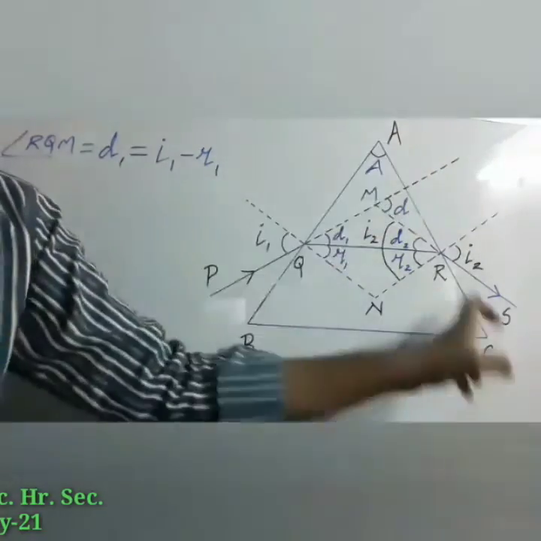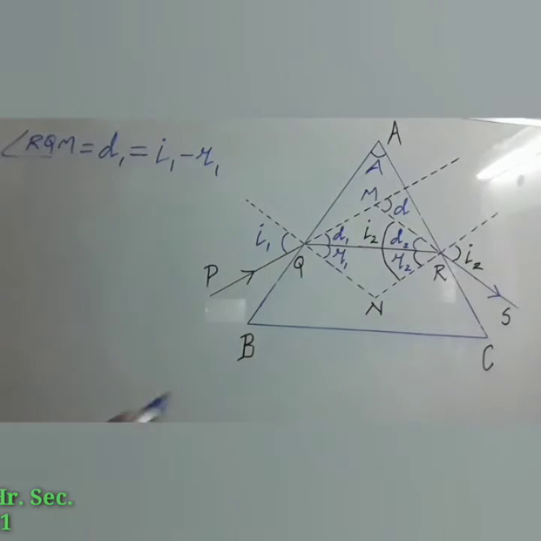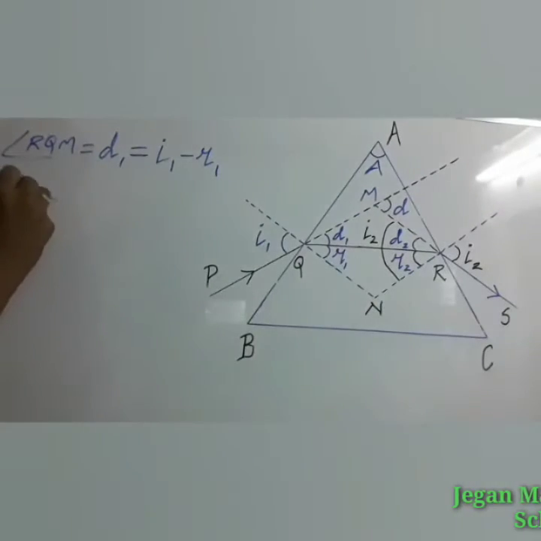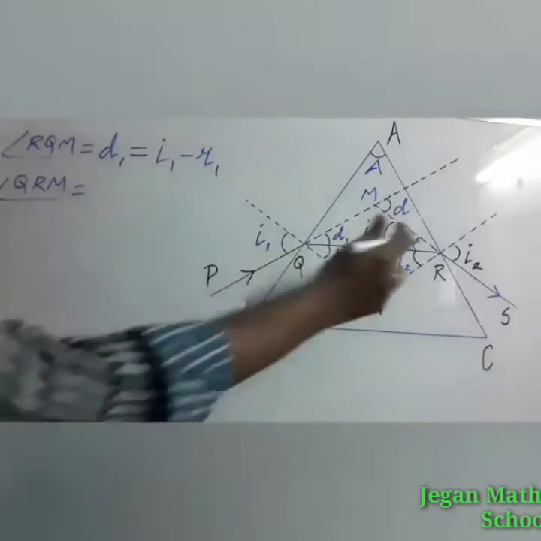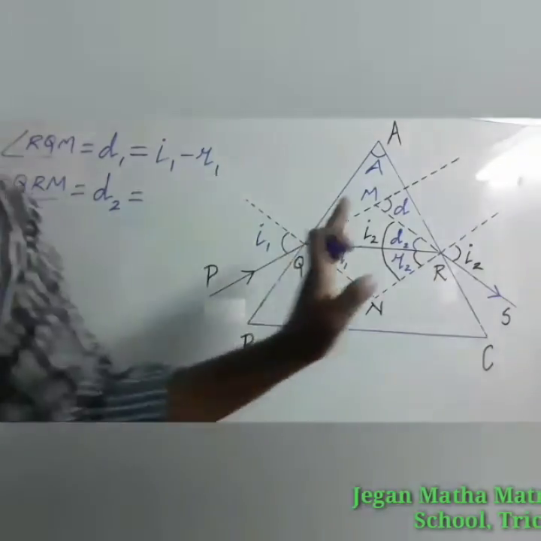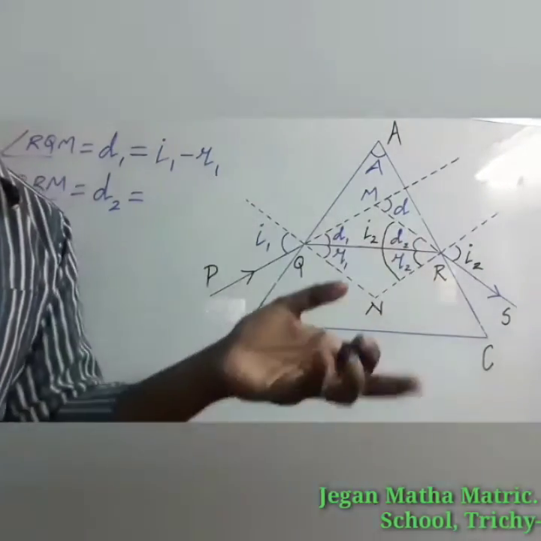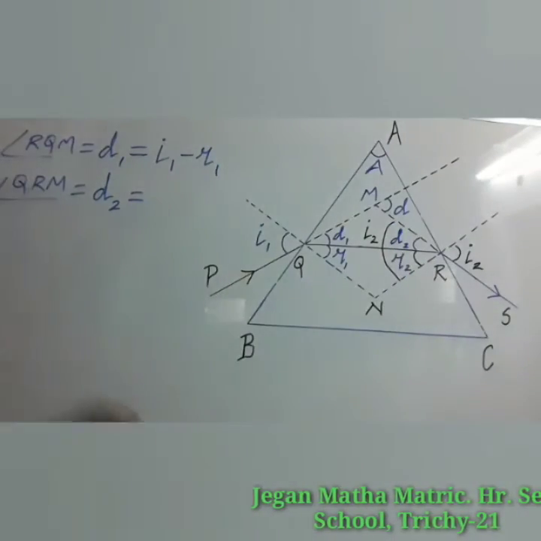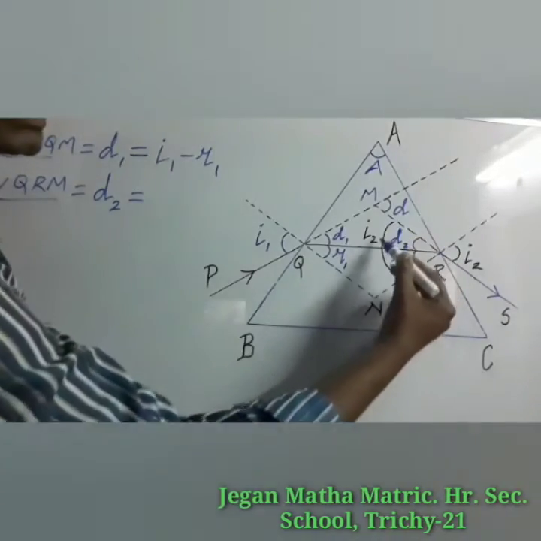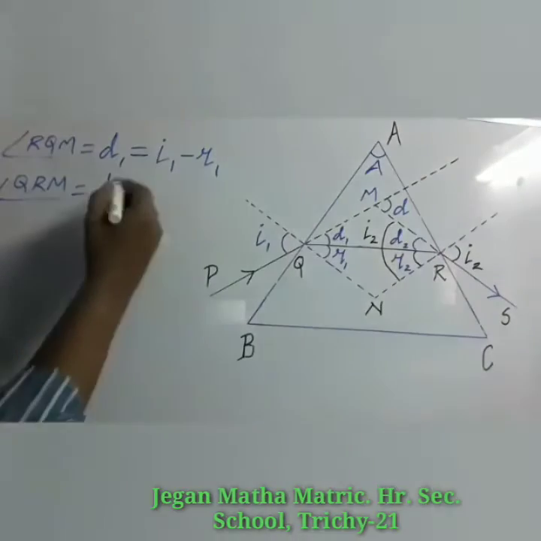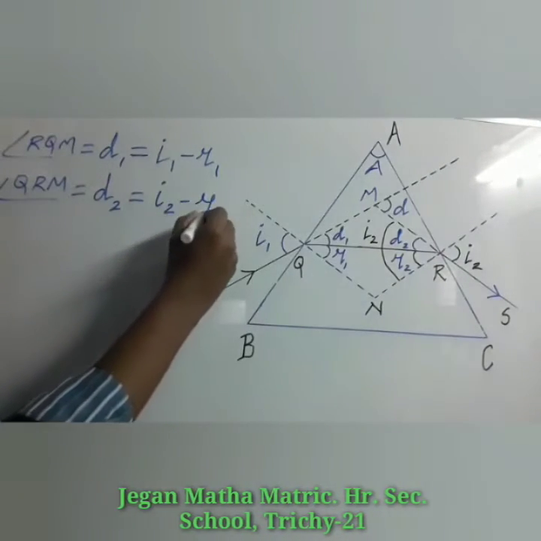Now we can write the angle of deviation at the second surface AC. That means we have to write the value of D2. So angle QRM is equal to the angle of deviation at the second surface, which is given by the letter D2. Like the previous case, we can write how to find the value of D2 with respect to the angle of emergence and angle of refraction. So from this greater angle I2, we have to subtract R2. Then the remaining angle you can find. So it can be written as I2 minus R2.